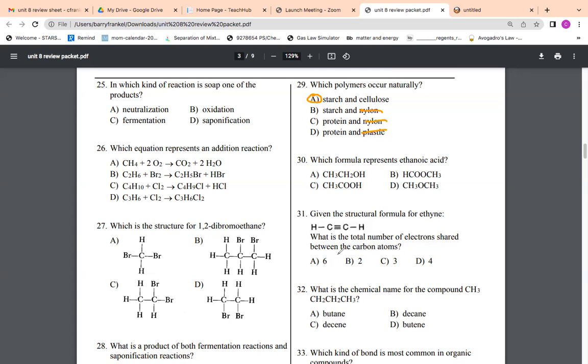30. Which formula represents ethanoic acid? Here's another tip, okay? If you see a condensed structural formula and you see COOH right at the end of the formula, that's going to be your organic acid, okay? This is ethanoic acid.